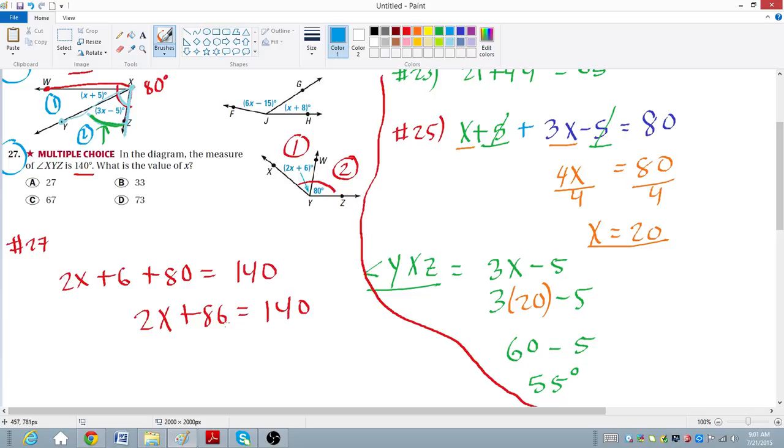Now I'm going to subtract 86 from both sides. 86 minus 86. Now let's see, that'd be 54. So I'm going to write 2x is equal to 54, then divide by 2 is 27. X is equal to 27. So for number 27, the answer is A.